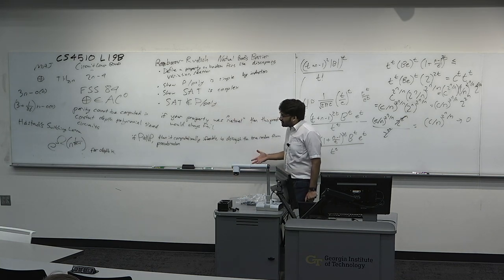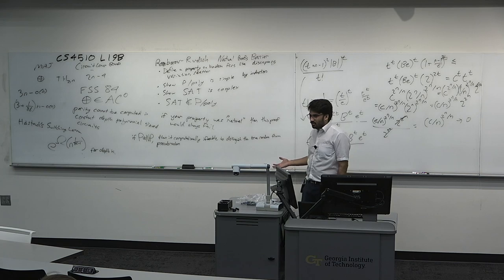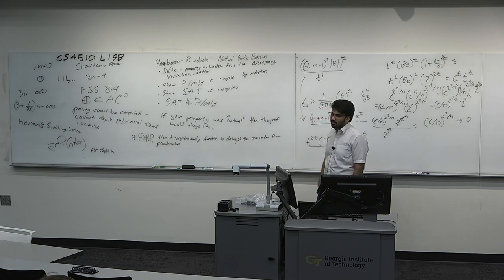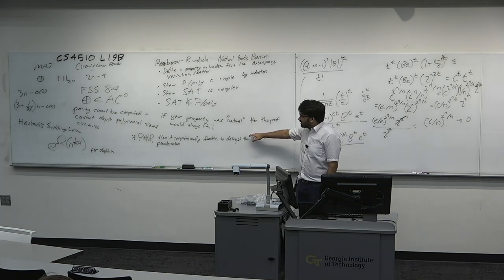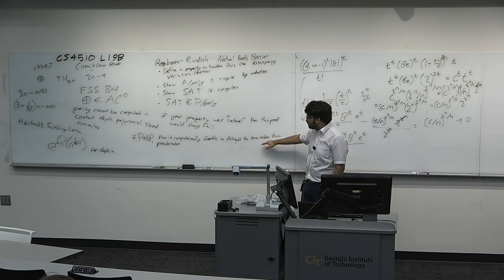Again, some things I'm saying here might be technically wrong if you get into it enough, but I want to give a high-level picture of what is actually a very difficult barrier. And unlike the relativization barrier, there's no way we could cover the proof of the natural proofs in this course. But basically, if P does not equal NP, then it's computationally infeasible to distinguish the random from the pseudorandom.